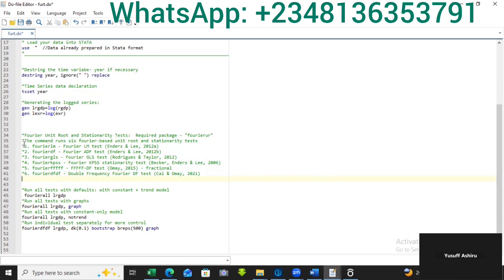The first four are competing tests. They belong to the same group. So how do you run the test in Stata?